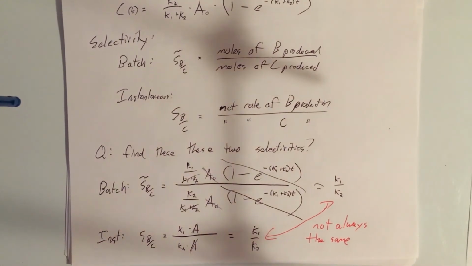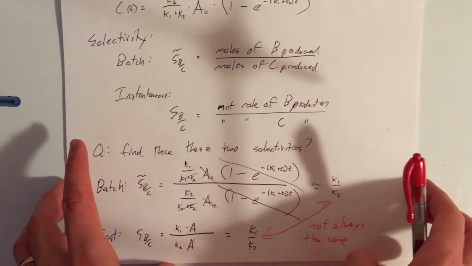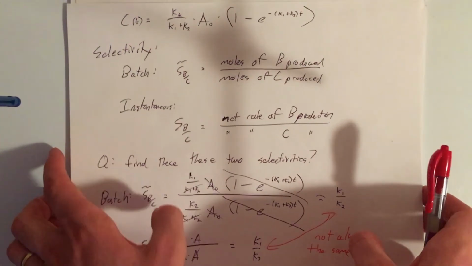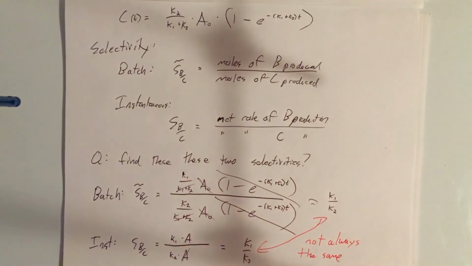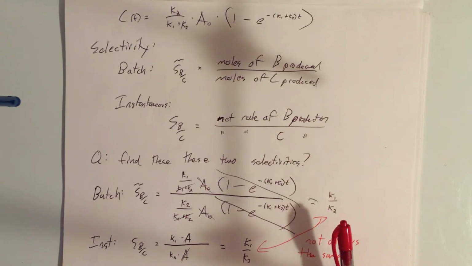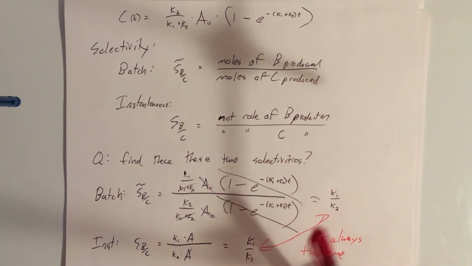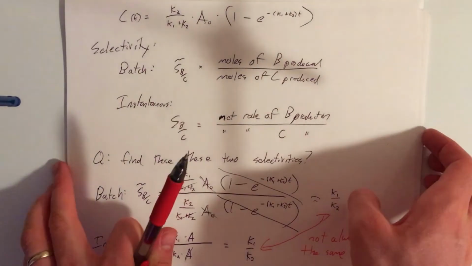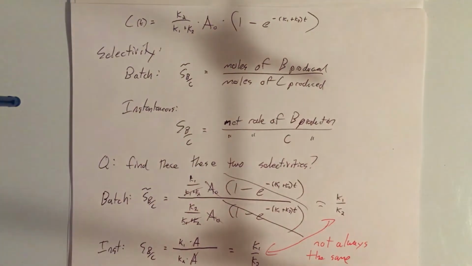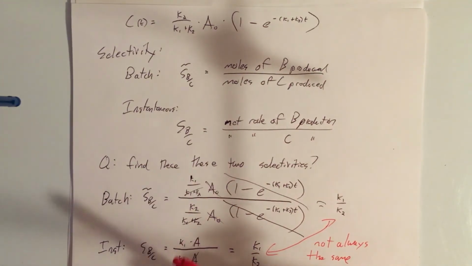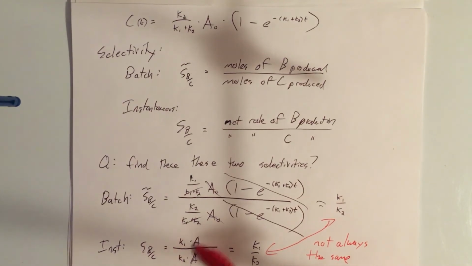So under what circumstances might we not have the same instantaneous or batch selectivity? The cases that might cause them to not be the same are if they were no longer first order reactions or no longer elementary reactions. In that case, we'd have different powers. So A would be affecting each of these things differently, so the A's wouldn't cancel out.